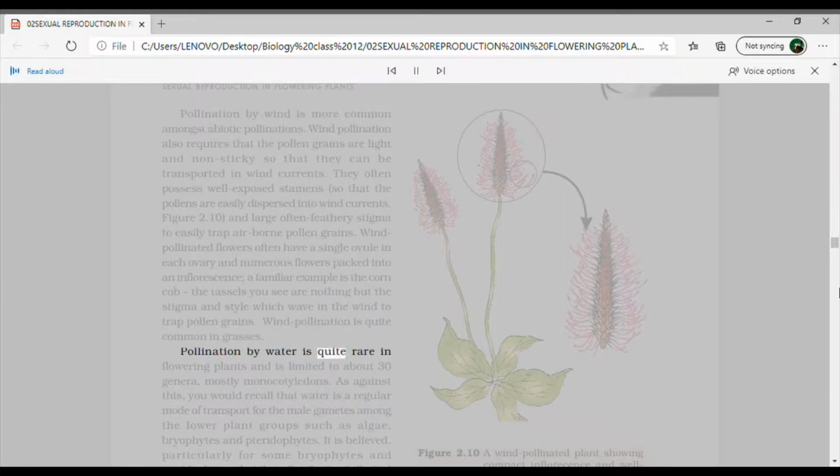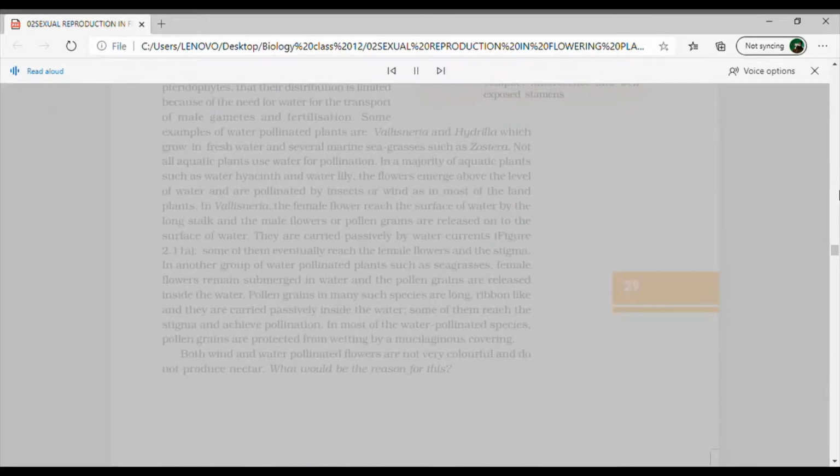Pollination by water is quite rare in flowering plants and is limited to about 30 genera, mostly monocotyledons. As against this, you would recall that water is a regular mode of transport for the male gametes among the lower plant groups such as algae, bryophytes and pteridophytes. It is believed, particularly for some bryophytes and pteridophytes, that their distribution is limited because of the need for water for the transport of male gametes and fertilization.